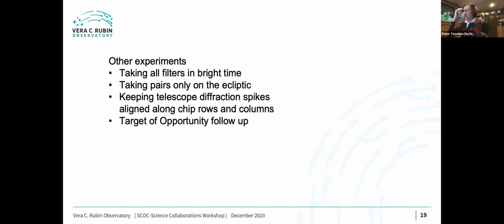We've tried taking pairs only on the ecliptic. We've tried rotating the camera so that diffraction spikes stay aligned with chip rows and columns. And we've talked before about the target of opportunity follow-ups that we've simulated.